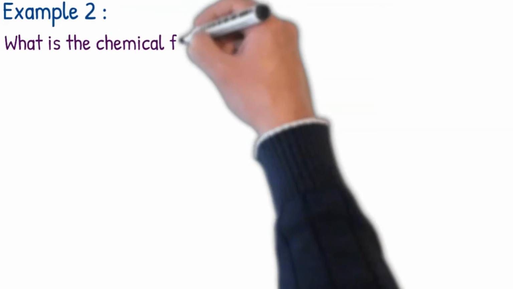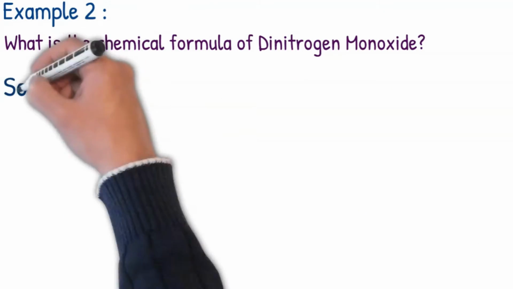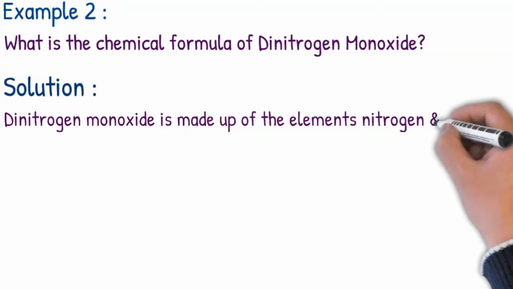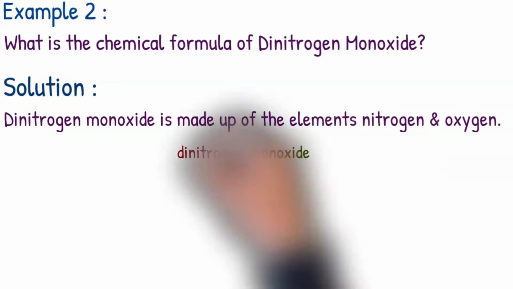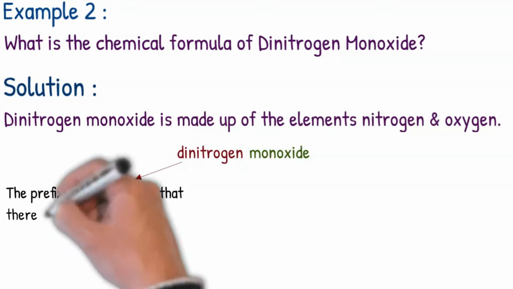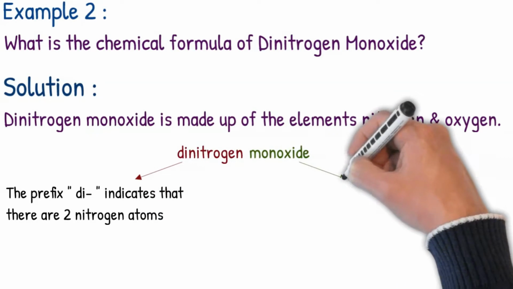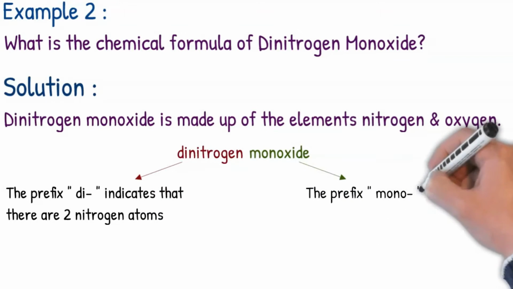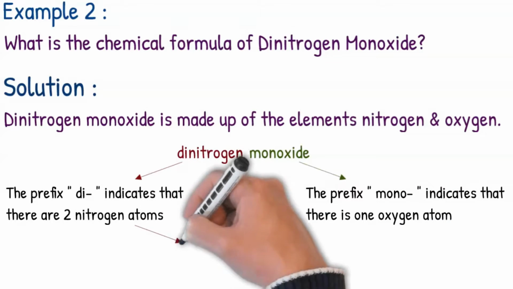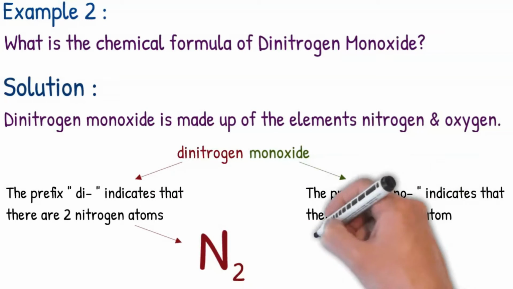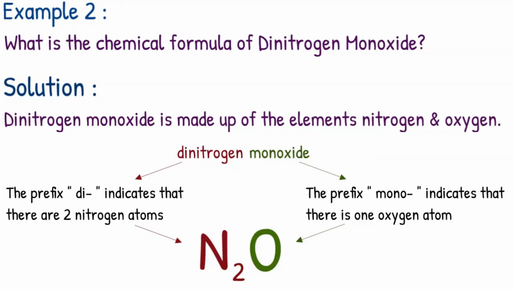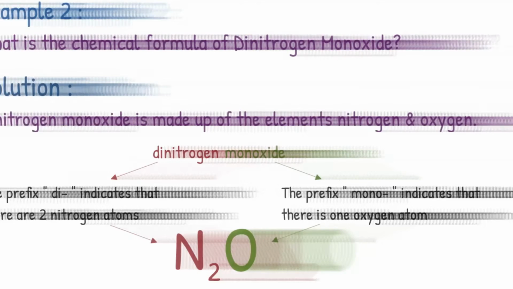What is the chemical formula of dinitrogen monoxide? Dinitrogen monoxide is made up of the elements nitrogen and oxygen. The prefix, di, indicates that there are 2 nitrogen atoms. The prefix, mono, indicates that there is 1 oxygen atom. The chemical formula of dinitrogen monoxide is N2O.